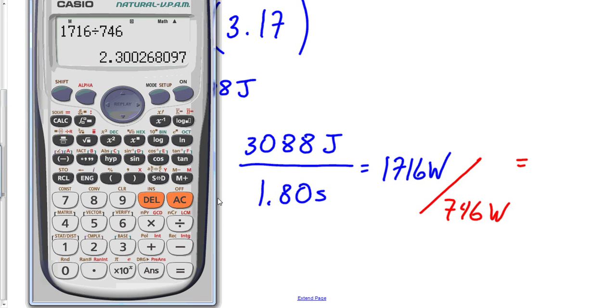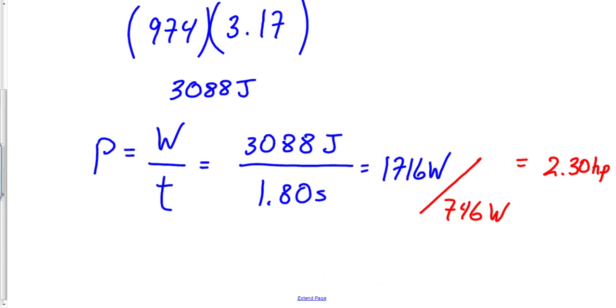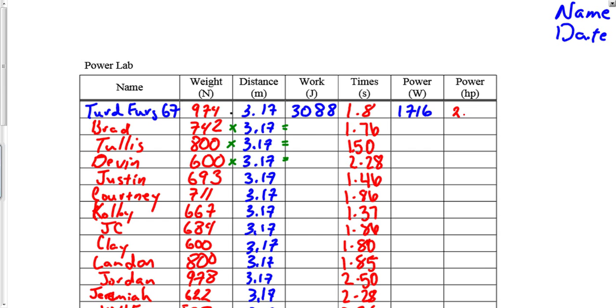746 equals 2.30 horsepower. So there is my horsepower in the lab. These calculations are actually pretty easy at that rate. All you're going to do is multiply, then divide by the time, and then the very last thing you're going to do is divide by 746, and that will get your answer into horsepower. So hopefully you're all ready to hear, but here I'll walk through one more.